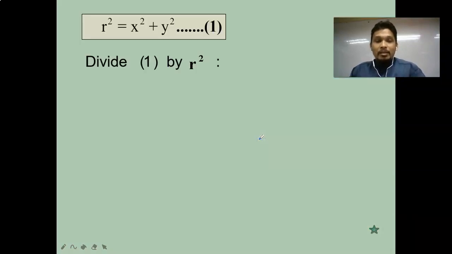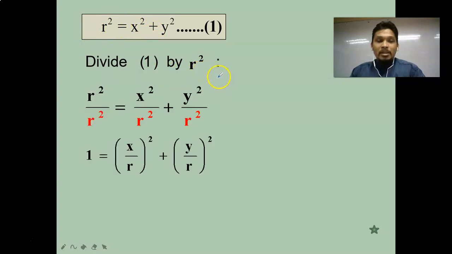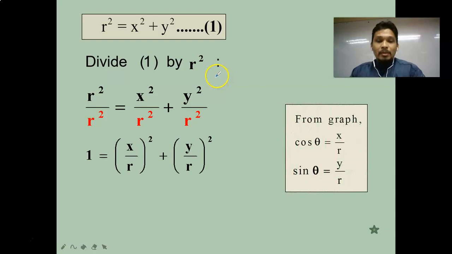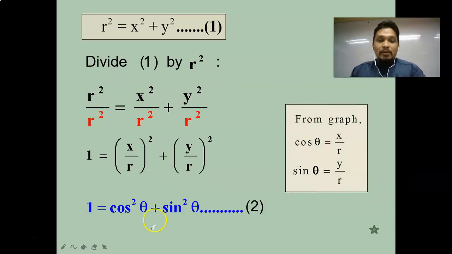So then, for the equation r square equal to x square plus y square, divide by r square. Then from the graph of cos theta and sin theta, it gives you cos square plus sin square equal to 1. Okay, this is the first trigonometric identity: sin square plus cos square equal to 1.